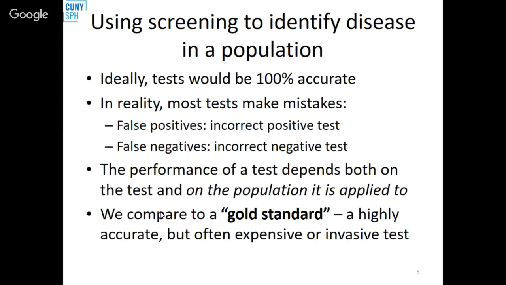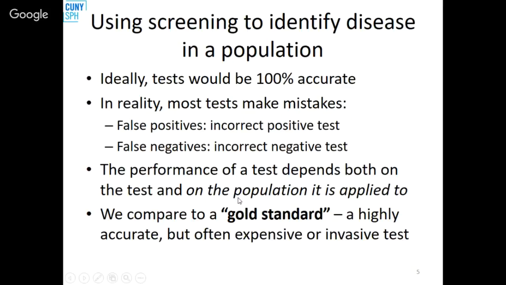So in an ideal world, screening tests would be 100% accurate, and then you could just know when you got that test back whether you had cancer or not. But in reality, most, not all tests make mistakes. And they make mistakes in 2 ways. There are the false positives, where it tells you you are positive for a disease, but it's wrong. You don't have it. Or the false negative, where it gives you a negative test for a disease that you actually do have.